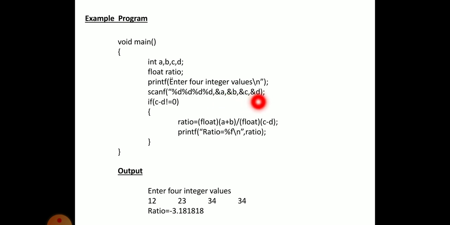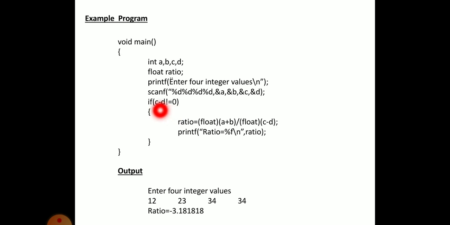The values that the user provided through the keyboard will be assigned as the values of A, B, C and D respectively. And the next one is our condition checking statement, that is, if C minus D not equal to 0. So in this we check an expression. The condition is given as a test expression. What is our expression here? C minus D not equal to 0.